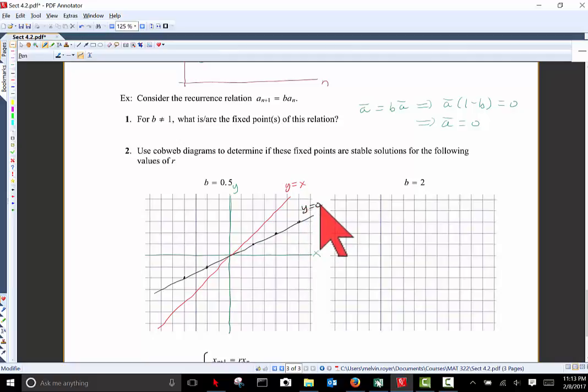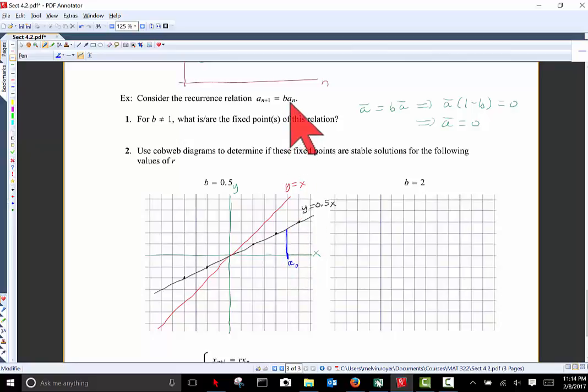And that's y equals 0.5x. Now, let's do something called cobwebbing. Suppose I start right here. Here's my a sub 0. When I plug that into the dynamical system, it says multiply that by b, in this case 0.5. So that would generate this value.